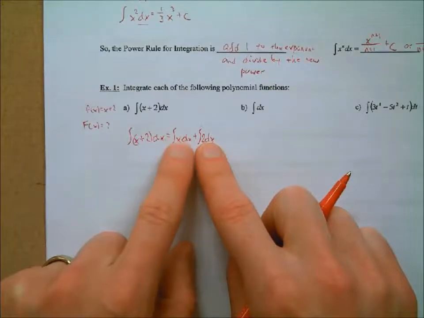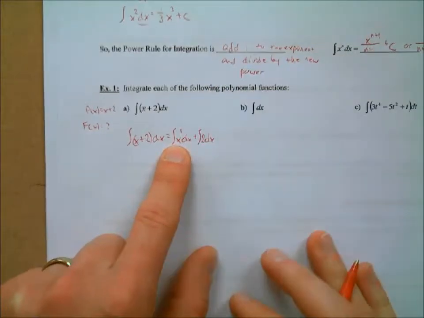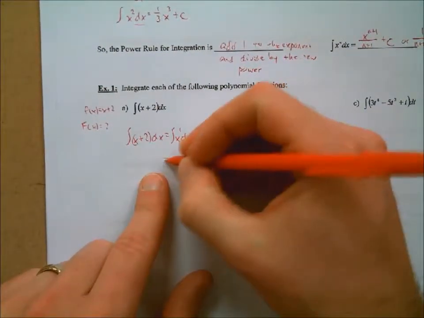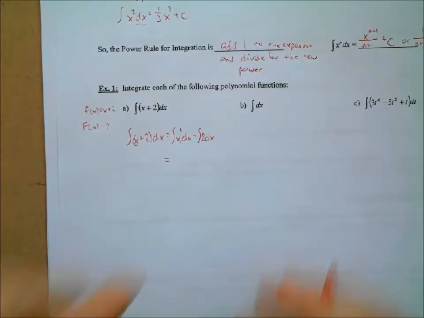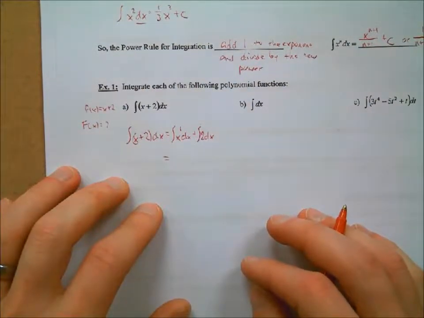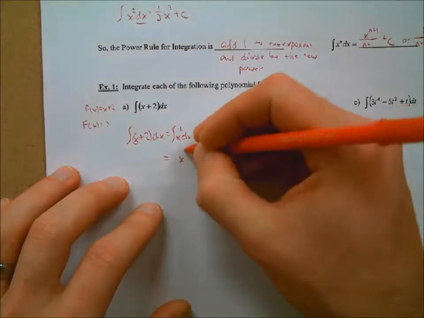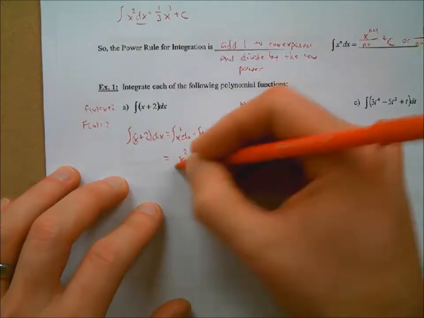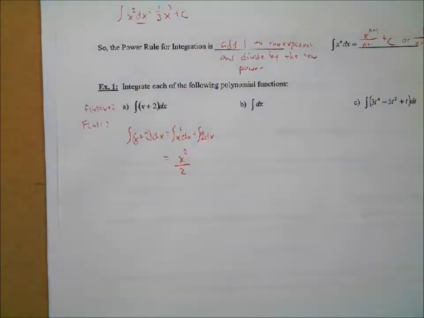So this is x to the 1. When we integrate x to the 1, what's the new power of x going to be? X to the 2, okay, over that new power. So x squared over 2. Or you could say 1/2 x squared there if you wanted to instead. Okay?